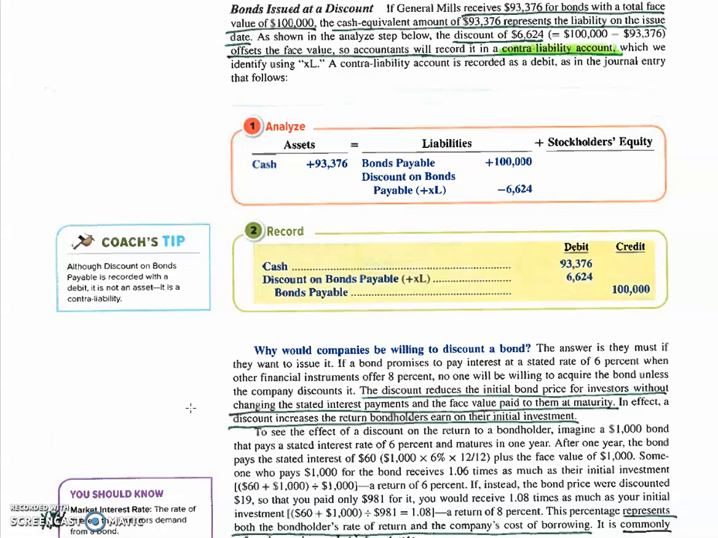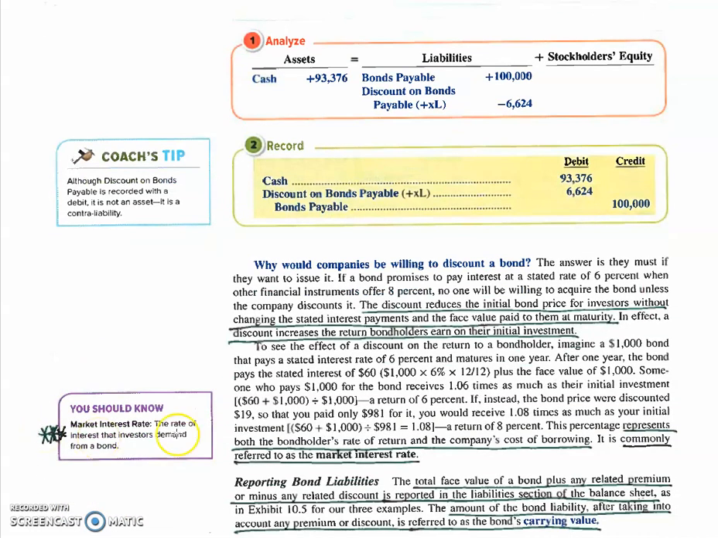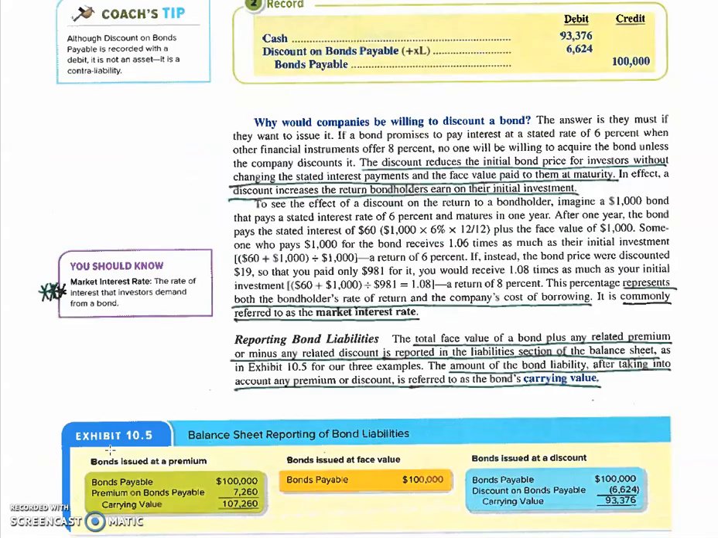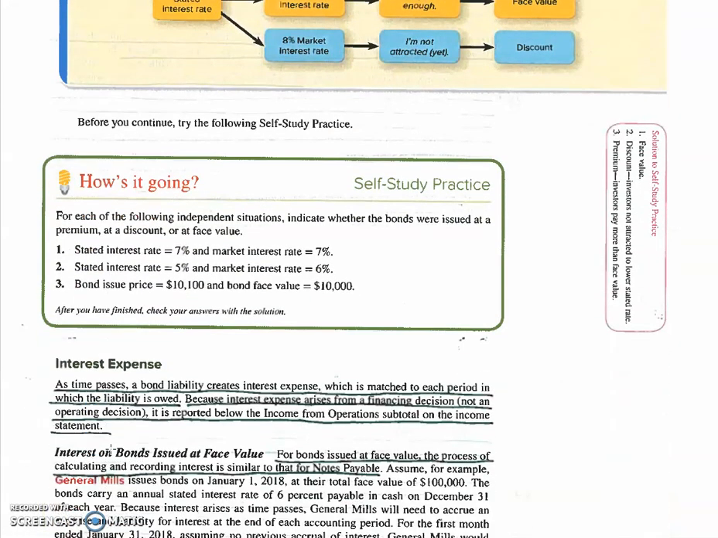So they may guess wrong. They may miss it by a little bit because interest rates change daily, and sometimes conditions are such that they change pretty fast by a significant amount. So that's really the key driving force there. Okay. The market interest rate is the rate of interest that investors demand from the bond. So I think I've covered all of that pretty well.